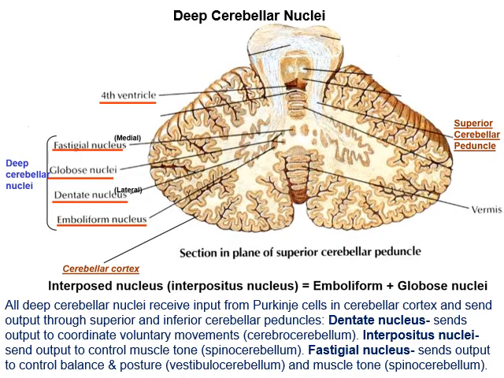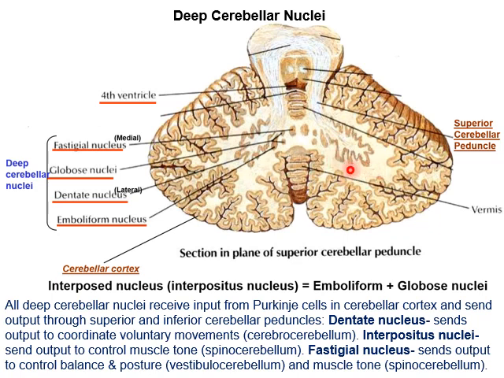This slide shows a section taken in the plane of the superior cerebellar peduncle. This is the superior cerebellar peduncle, and this section was taken to show the deep cerebellar nuclei. The deep cerebellar nuclei are collections of gray matter positioned within the white matter.